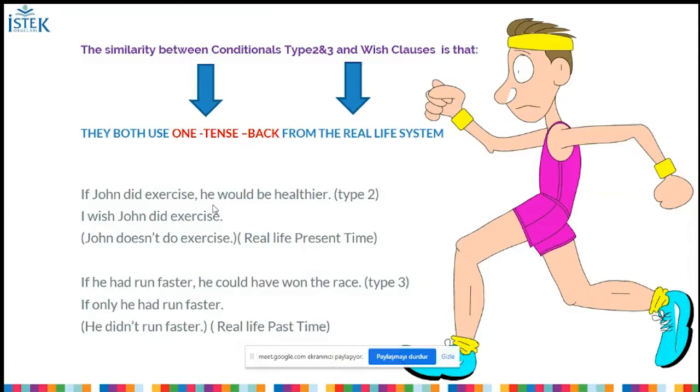The second example is this. If he had run faster, he could have won the race. This is type 3. We use past perfect with the if conditional and could have plus past participle in the main clause. If only he had run faster. You know, if only means I wish.